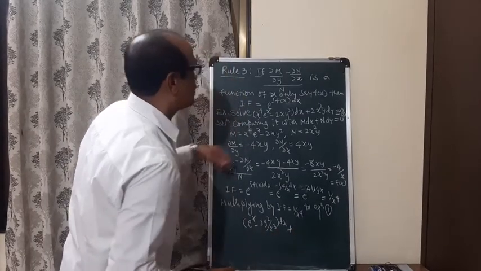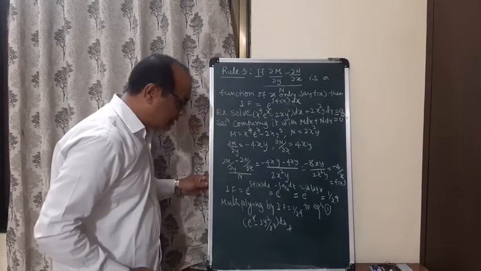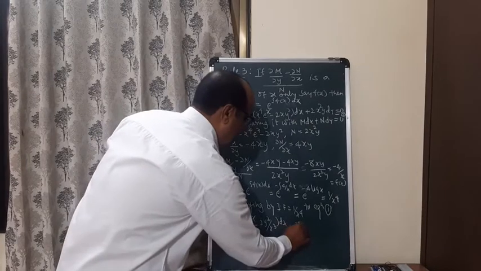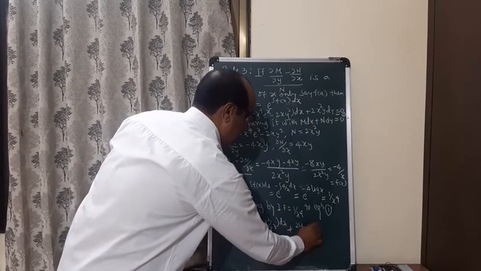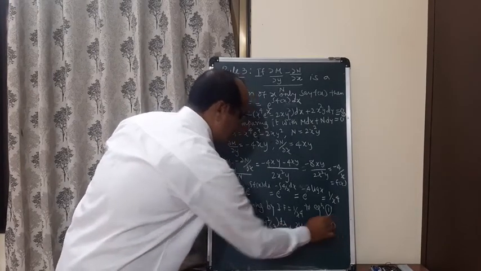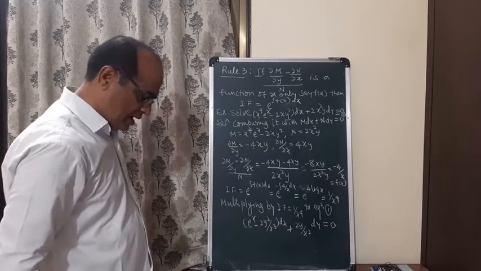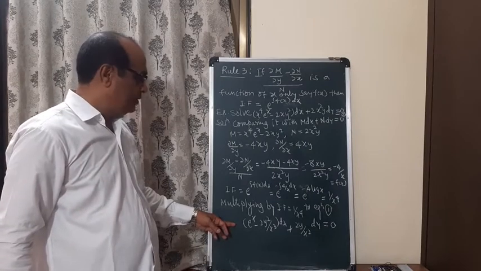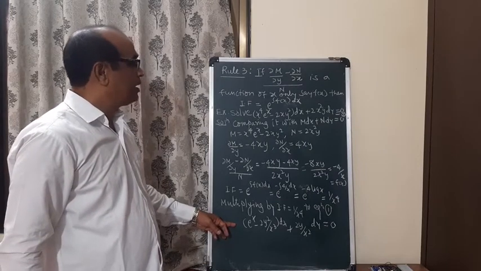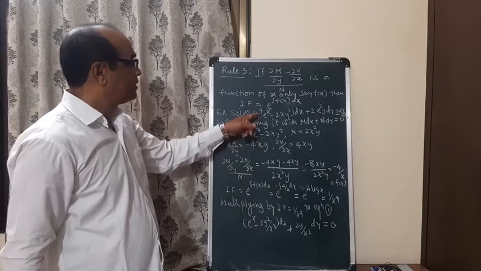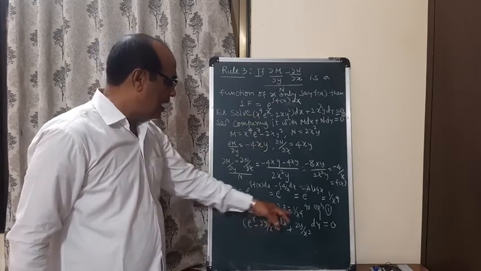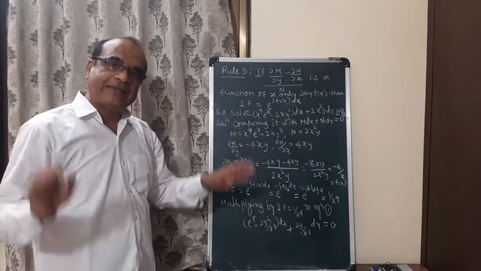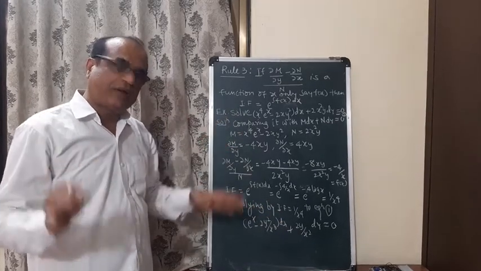Plus, so what happened here? Just a minute. Plus 2y upon x square dy is equal to 0. So by multiplying this equation by the integrating factor, this equation becomes an exact differential equation.